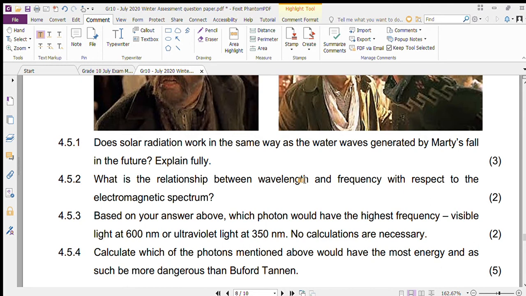For 4.5.2, I wanted to know the relationship between wavelength and frequency with respect to the electromagnetic spectrum. Here I wanted you to say inverse relationship. You needed to say that the lower the frequency and energy, the greater the wavelength, and vice versa. If I've got a short wavelength, I'm going to have large energy. If I've got a high frequency, I'm going to have a short wavelength.